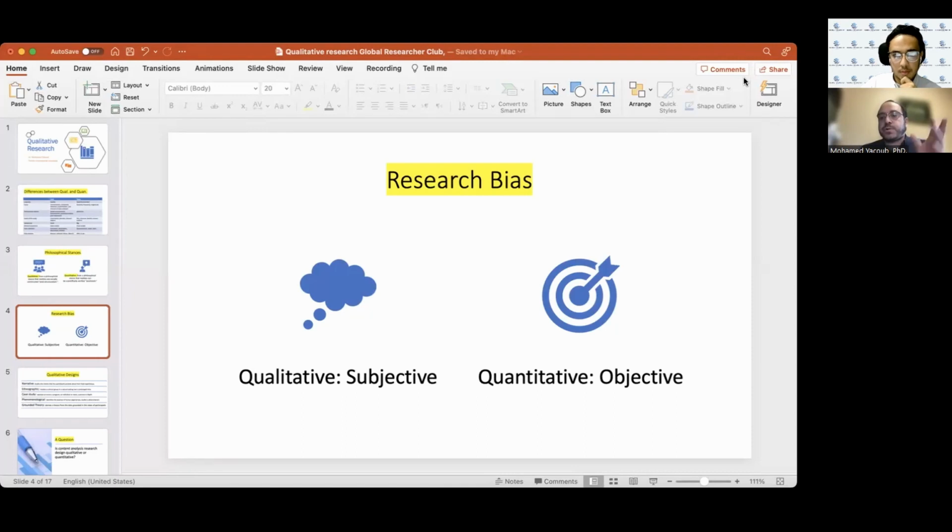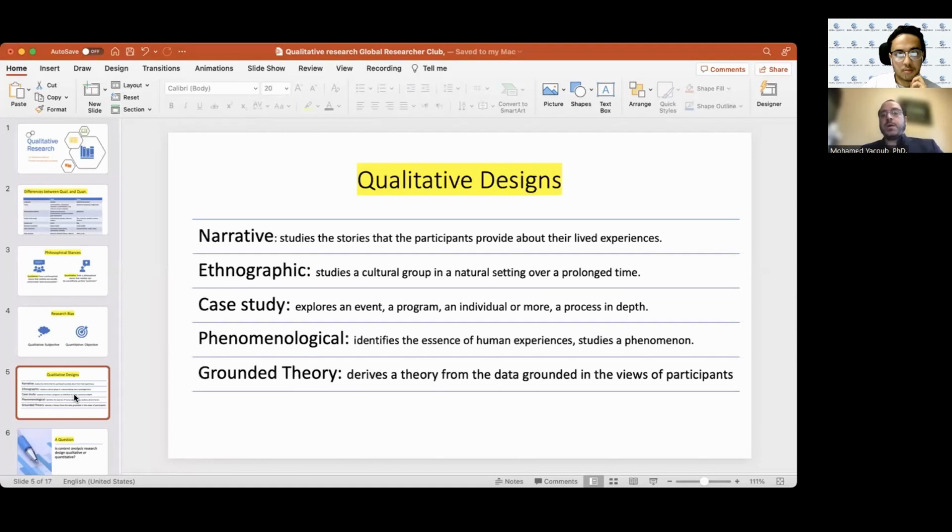I'm not going to spend more time talking about research bias, but we have to admit it. And later in this webinar, I'll be talking about how to admit and present research bias, and the concept of validity in qualitative research, and how we deal with it as qualitative researchers. So let's move on to qualitative designs.